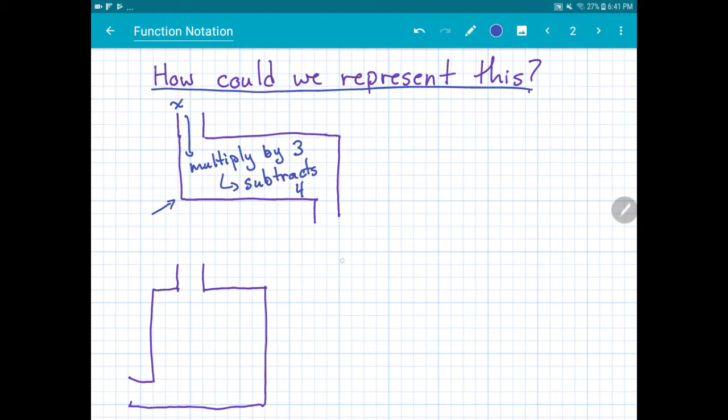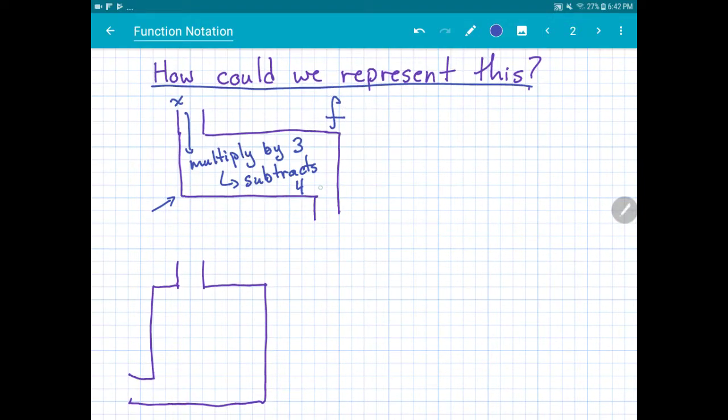And then it spits that out. And again, we need to have a name for this machine. So we'll call this one F. Okay, we usually start at F for some reason in math. Probably because F is the first letter for function. But it doesn't really matter what this is.